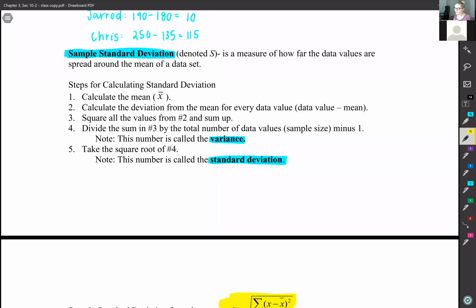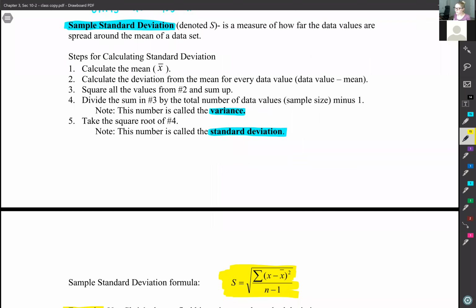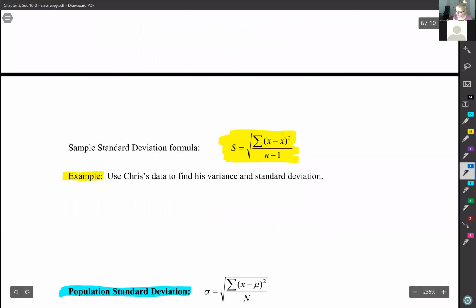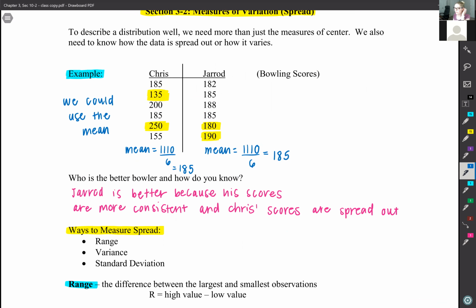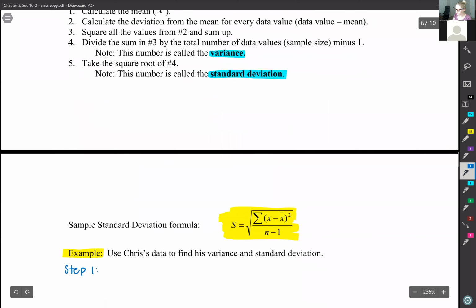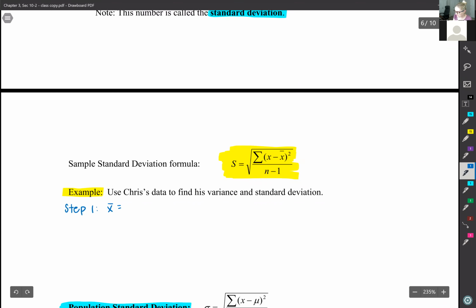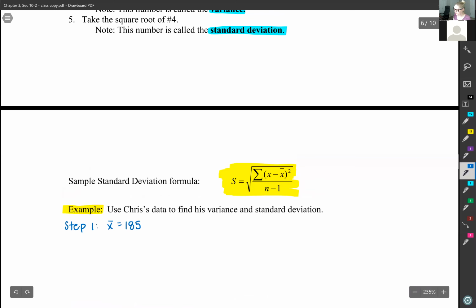So step 1 says to calculate the mean, which is x bar. So in this case, we are using a sample of Chris's scores, and we're going to just calculate the mean. So step 1, calculating the mean of Chris's scores. I'm going to come back up here though. We actually already calculated the mean at the very beginning when we were comparing them. And the mean of Chris's scores was 185. So I'm just going to write that down. So in our case, x bar, or the mean, is equal to 185.